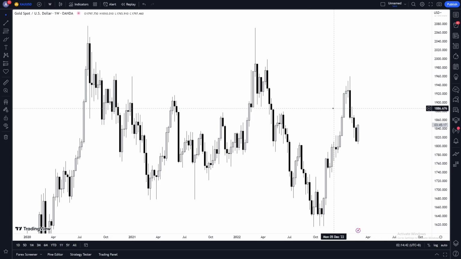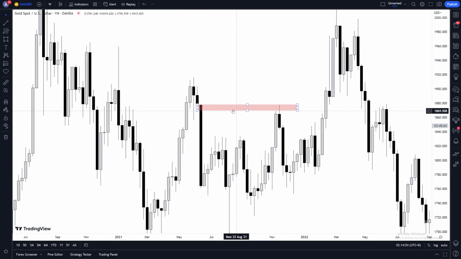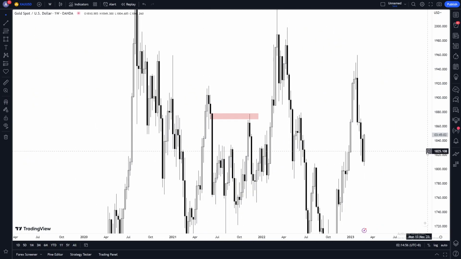For those of you who know S&D, supply and demand, how would you mark your hidden bases? You look for the kissing candles, correct? So let me find an example. You would mark something like this. You'd mark something like this, kissing candles they call it.